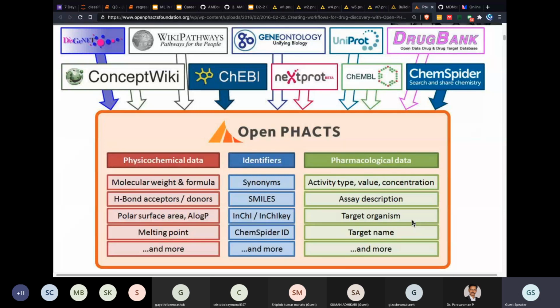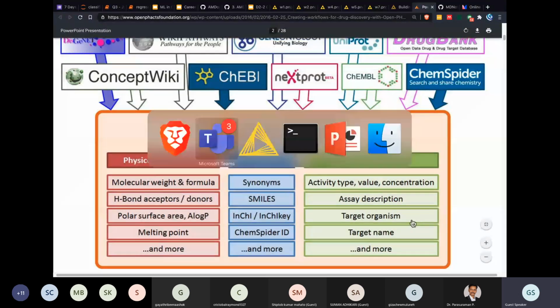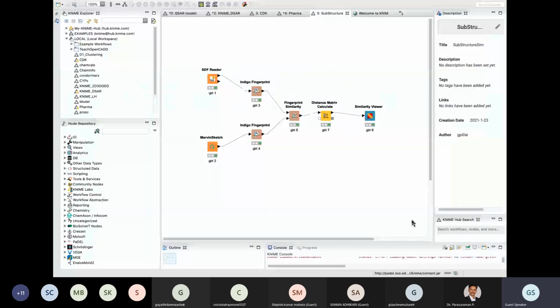Let me directly go to KNIME now. So I am in KNIME. I have the nodes available here. Let me show you quickly.